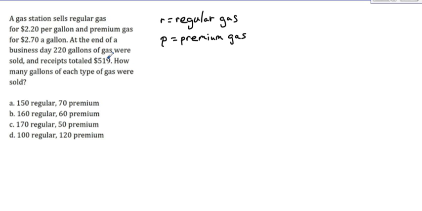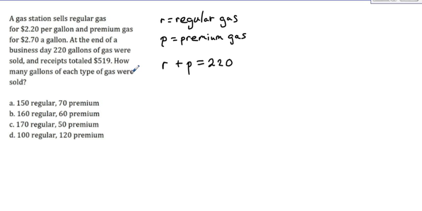Now, the first thing we're told is at the end of a business day, 220 gallons of gas were sold. Now, remember that R stands for the gallons of regular gas and P the gallons of premium gas. So I know that R and P have to add up to 220. And we can see from the answer choices, this is the case. We have 150 plus 70 is 220, 160 plus 60 is 220, and so on.